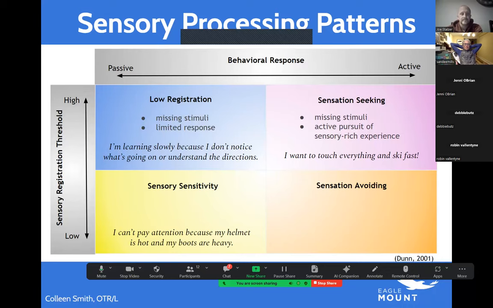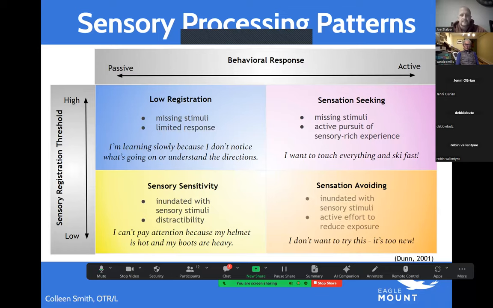The next person can't pay attention because their helmet's hot and their boots are heavy, and they might not be saying those things to you, but that's what's going on inside. They're uncomfortable and we're just not getting anywhere because they're really agitated. That person is really inundated and distractible generally. And then the "I don't want to try this, it's too new" person. This can look like bolting, lashing out, physical or verbal aggression, anything like that. That person might just be inundated with sensory stimuli and doing anything they can to avoid it.